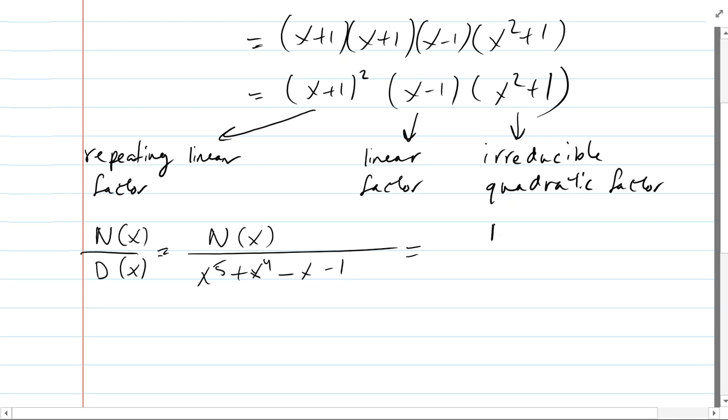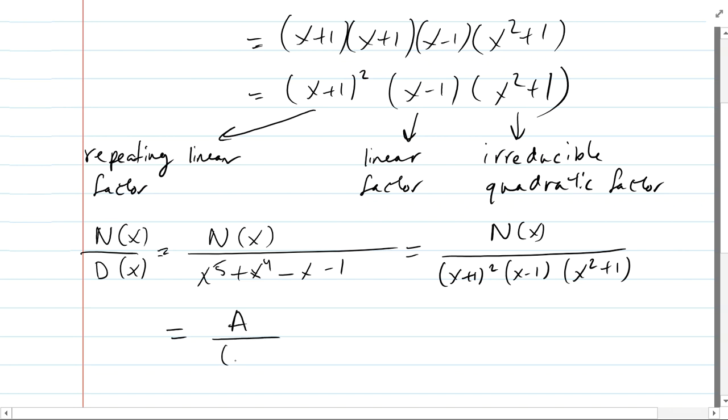So this is going to be some numerator over a repeating linear factor times a linear factor times an irreducible quadratic factor. The technique I'm going to show you right now, which is partial fractions, is how to take that and turn it into some coefficient over x minus 1 plus some coefficient over x plus 1 plus a different coefficient over x plus 1 squared.